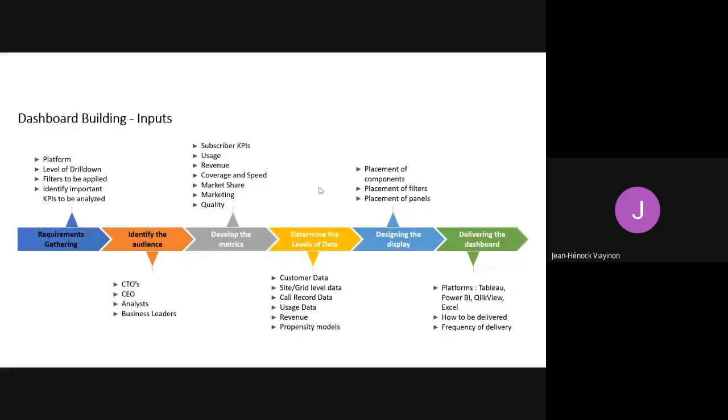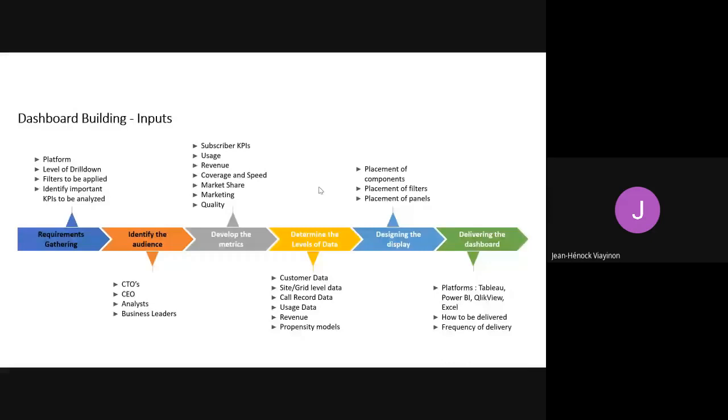Now coming to how you design the display, you need to choose where you are going to place your components, where to place your filters, where to place your panels. And by the end, you are going to deliver your dashboard, and you have to choose the platform for delivery. It could be Tableau or Power BI or QlikView or Excel, and how it should be delivered and at which frequency.